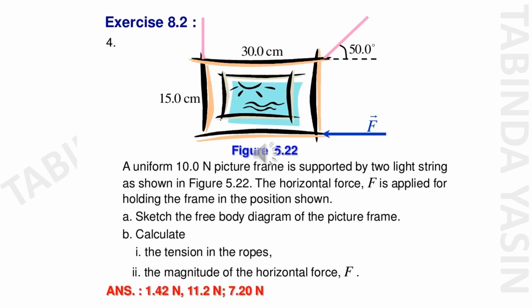A uniform 10 Newton picture frame is supported by the two light strings as shown in the figure. The horizontal force F is applied for holding the frame in the position. Sketch the free body diagram of the picture as previously done. Calculate the tension in the ropes as previously done, and the magnitude of the horizontal force F.